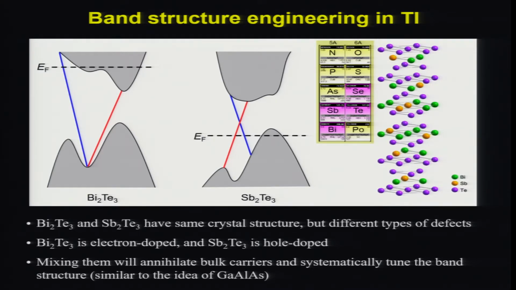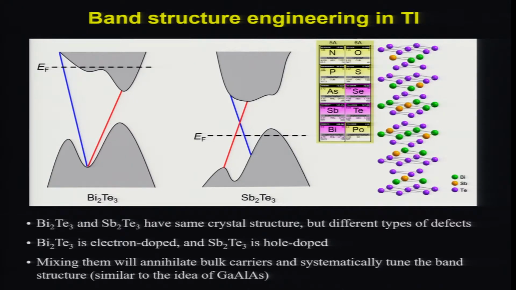Both of them are topological insulators with this bulk inverted band gap and this topologically protected surface state with a Dirac cone. However, these two materials have very different kinds of defects. In bismuth telluride it is tellurium vacancy, which will donate electrons, so that the Fermi level usually cuts through the bulk conduction band. But for antimony telluride, the defect is the antisite defect, which will donate holes, so the Fermi level usually cuts through the bulk valence band.